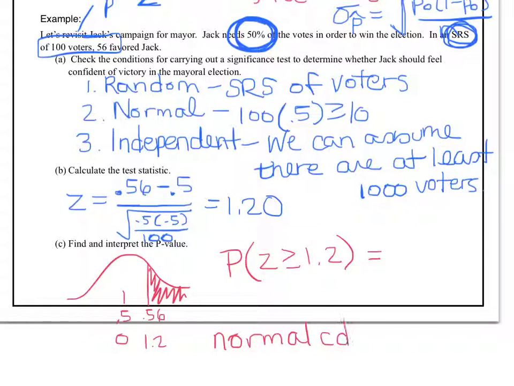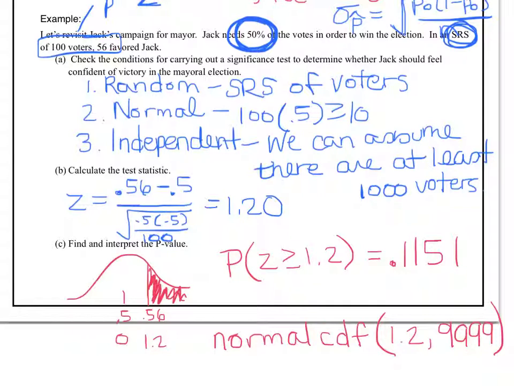Remember, that's in the distributions menu. And I can actually just type in my z-score boundaries. So 1.2, and then because I want everything bigger than that, I just pick some really big number. And what that gives me is a p-value of 0.1151.